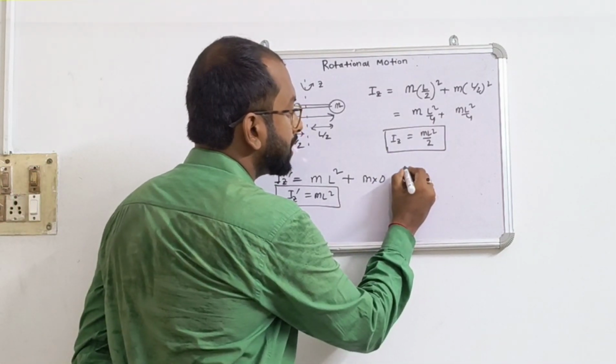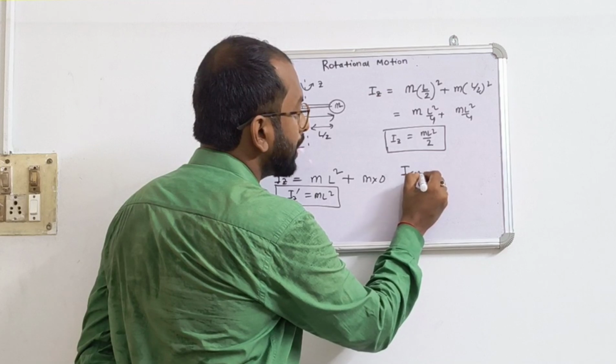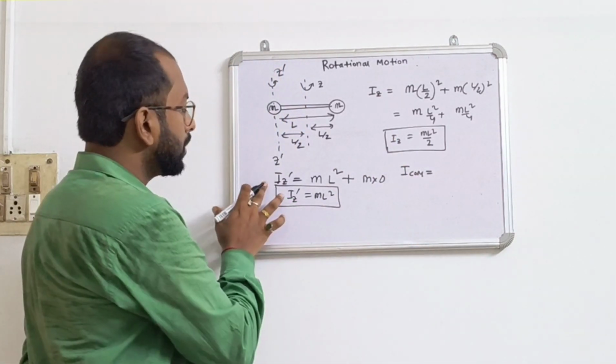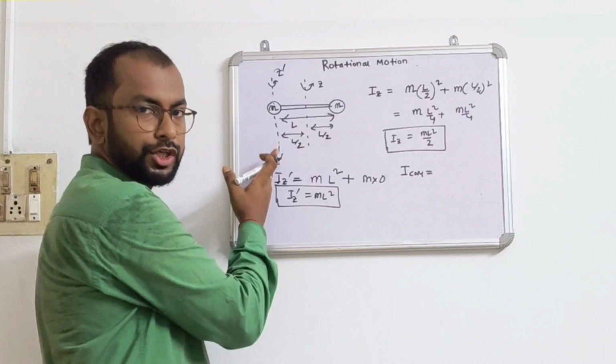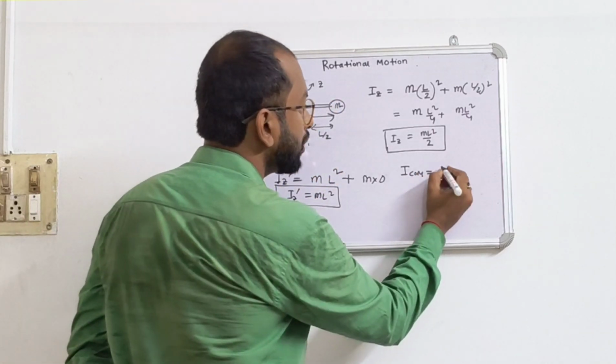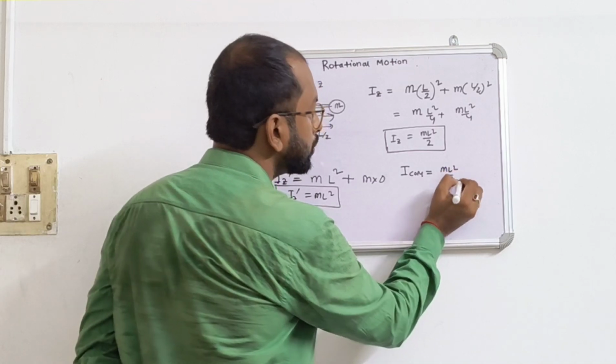That we got already. Now let us try to validate. What does the parallel axis theorem say? If we know I COM, then we can find out the value of the moment of inertia with respect to another axis that is shifted by some amount. So I COM you already know, ml square by 2.